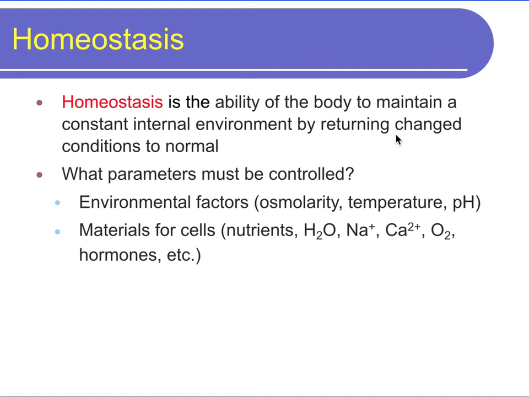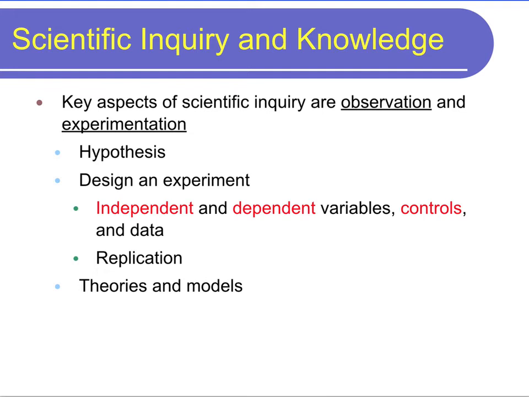If altered parameters are unable to be restored to homeostasis, that's when illness and disease can occur, and so that would be the study of pathophysiology. So how do we know all of this? Well, somebody asked a question, and they designed an experiment. They collected data, they interpreted the data, and then the experiment was replicated and eventually became theories and models.